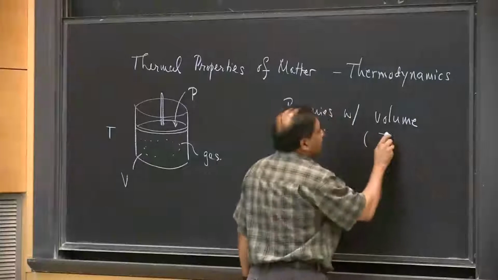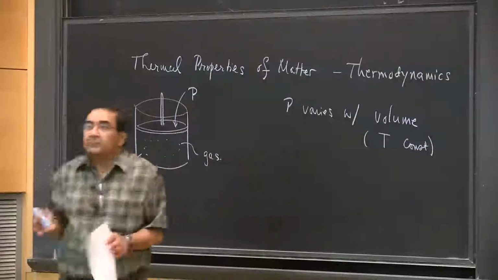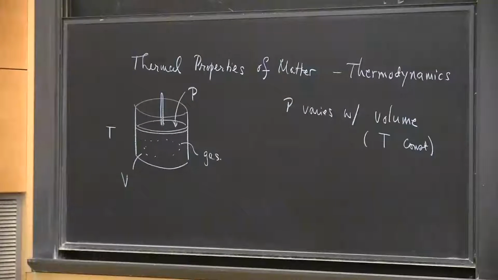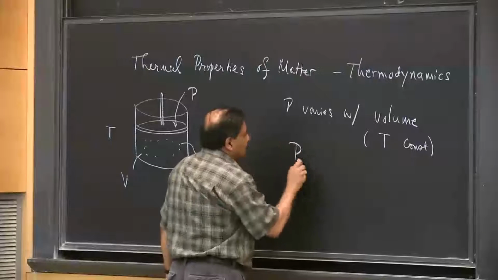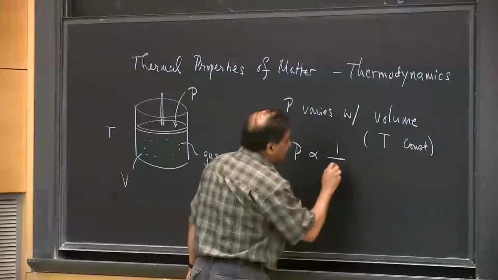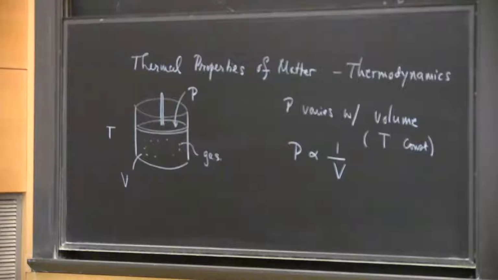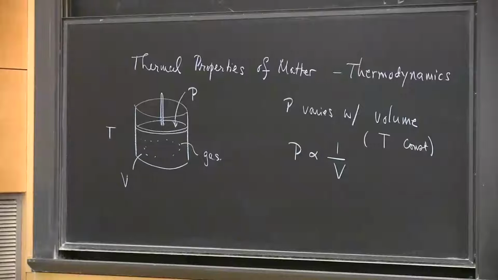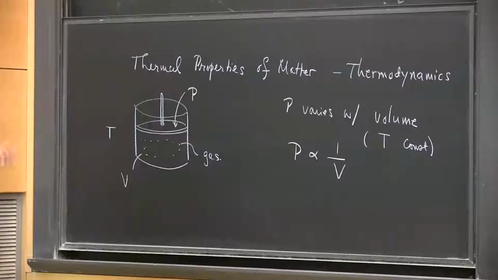So you must say what is constant. Temperature is constant. If you hold temperature constant and change pressure, how does volume change? Or if you change volume, how does pressure change? It turns out that pressure will go inversely as volume. If volume is large, typically that would mean pressure would go down, and if volume is small, the pressure would go up. This is the case of a relatively simple gas, and you will see this behavior in almost all gases.